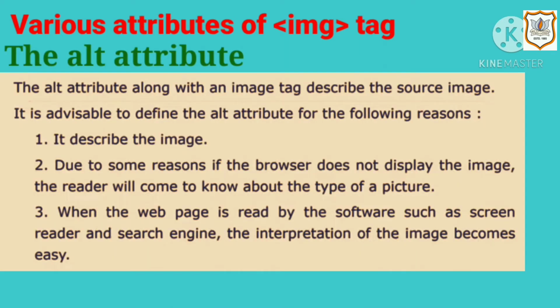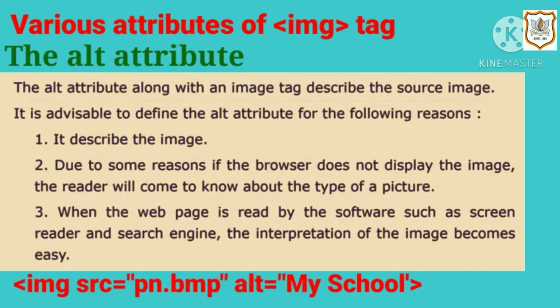Second one, the alt attribute. The alt attribute along with an image tag describes the source image. It is advisable to define the alt attribute for the following reasons. First, it describes the image. Second, due to some reasons if the browser does not display the image, the reader will come to know about the type of picture. Third, when the web page is read by software such as a screen reader or search engine, the interpretation of the image becomes easy.